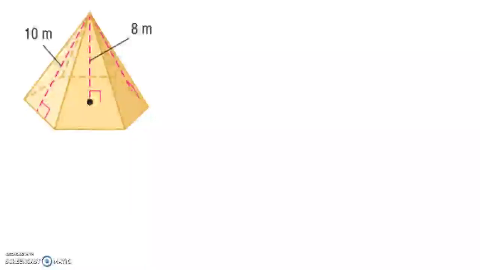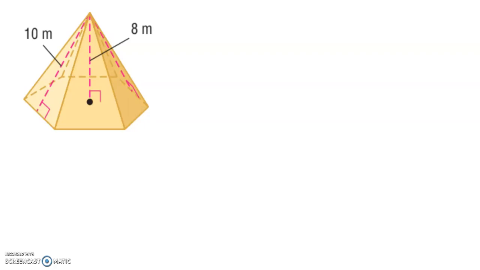Here is our first practice problem. Notice that before I do anything, I'm going to identify the pieces that I have. So right now I notice that the 10 is the slant height of the triangles. I'm going to use that when I'm finding the lateral area of the pyramid. And then I'm also given the height going through the pyramid from the apex or the vertex to the center of the hexagon in this scenario.